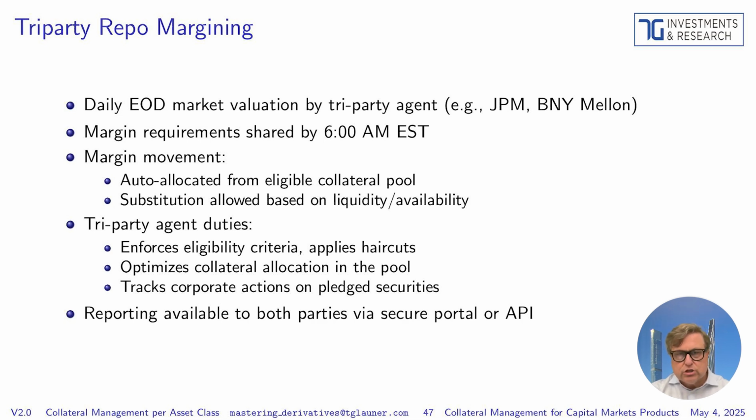The tri-party agent has several key responsibilities. They enforce eligibility criteria and apply haircuts to the collateral. They also optimize how collateral is allocated within the pool and track any corporate actions affecting pledged securities. Corporate actions are basically the coupon payments of the securities. Both parties involved in the transaction have access to detailed reporting through a secure portal or API.